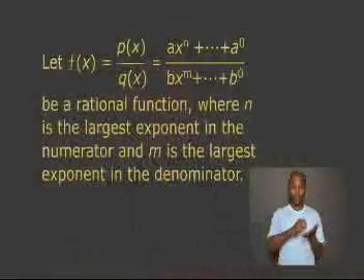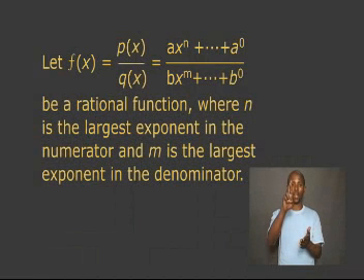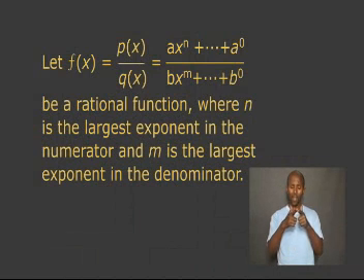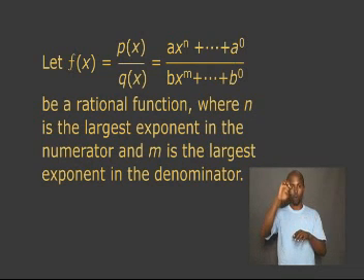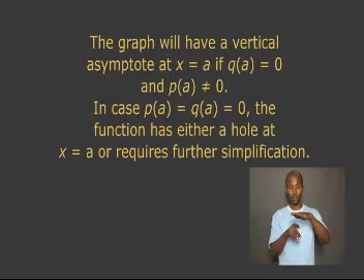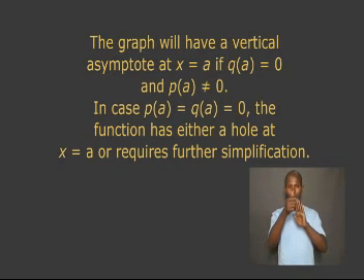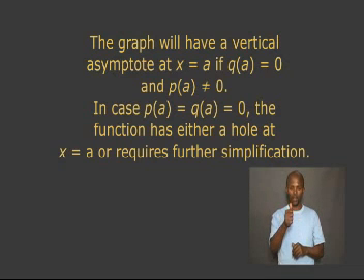Now that we know how to establish the domain and the restrictions of a function, we are ready to learn about the rules for asymptotes and holes. Please prepare to write them down. Let this be a rational function, where n is the largest exponent in the numerator, and m is the largest exponent in the denominator. The graph will have a vertical asymptote at x equals a if q of a equals 0 and p of a does not equal 0.